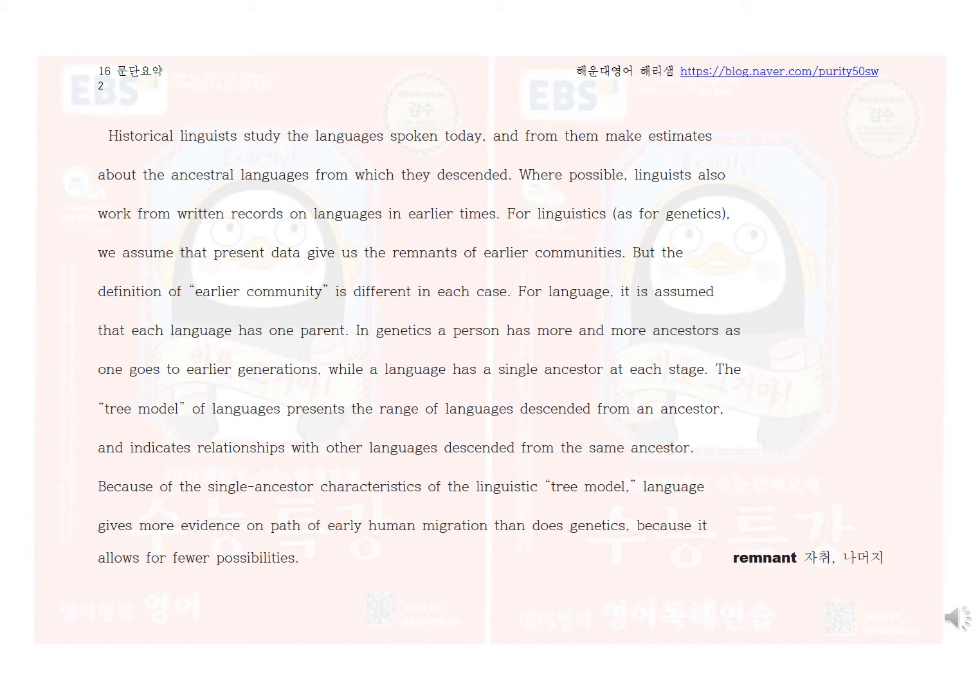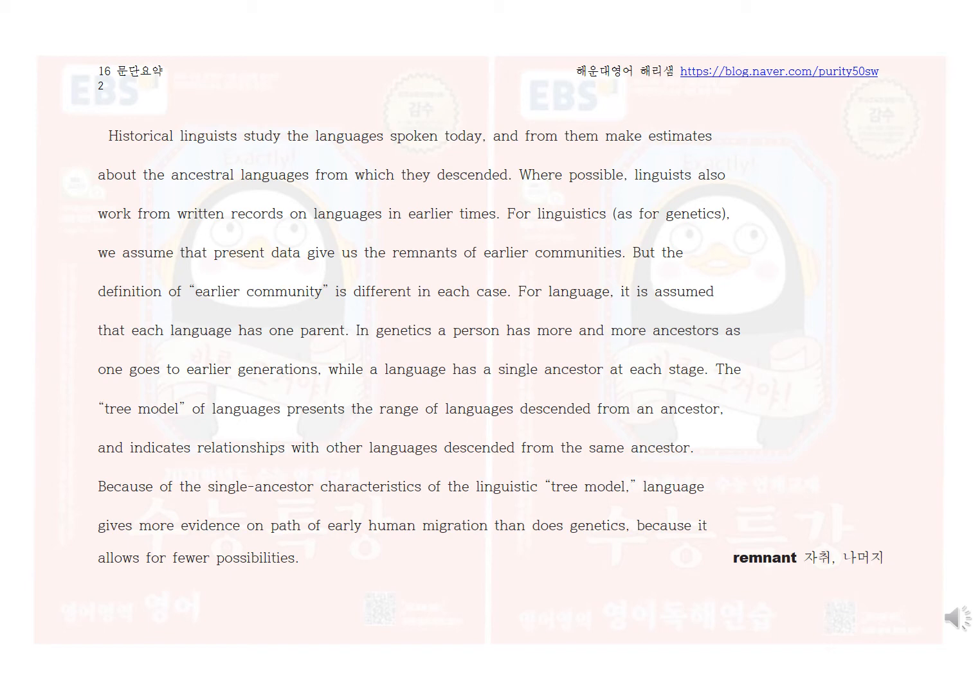For language, it is assumed that each language has one parent. In genetics, a person has more and more ancestors as one goes to earlier generations, while a language has a single ancestor at each stage. The tree model of language presents the range of languages descended from an ancestor and indicates relationships with other languages descended from the same ancestor.